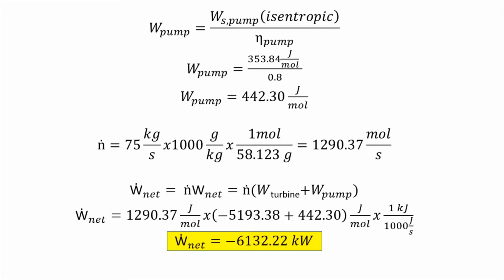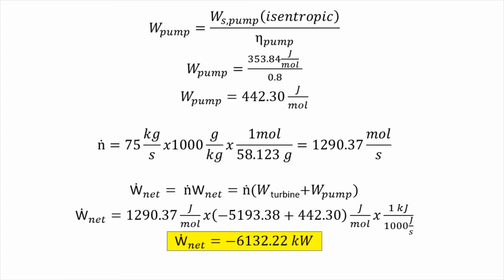Pump work is obtained by isentropic pump work divided by pump efficiency. 353.84 joules per mole divided by 0.8, which is 442.30 joules per mole. And to obtain the molar flow rate, the mass flow rate is converted into grams divided by the molar mass. The molar flow rate is 1290.37 moles per second.